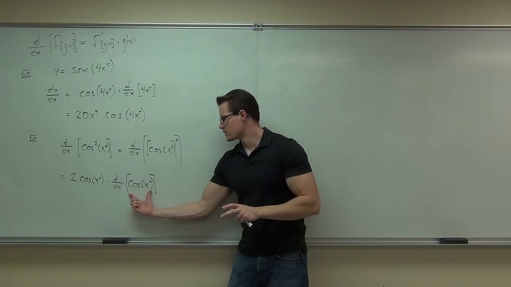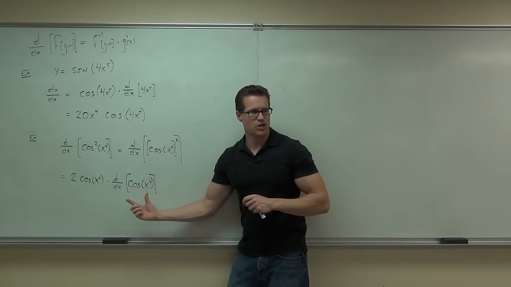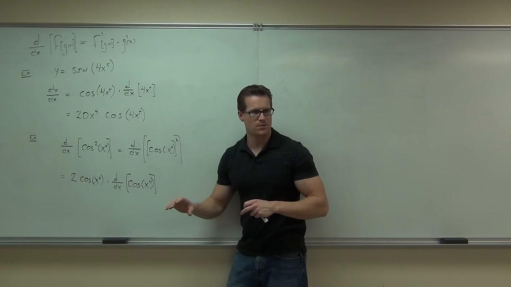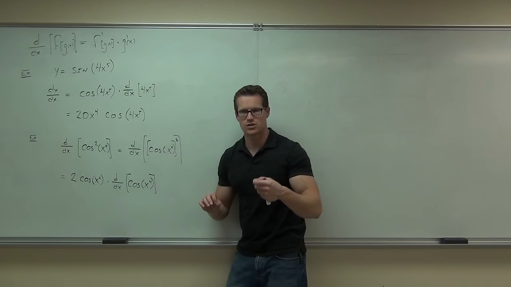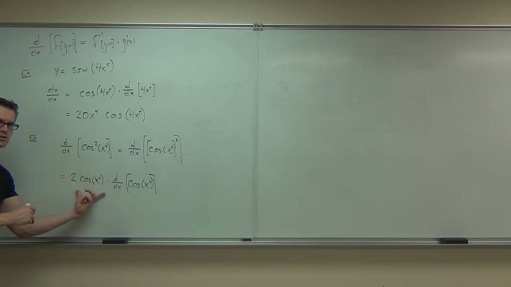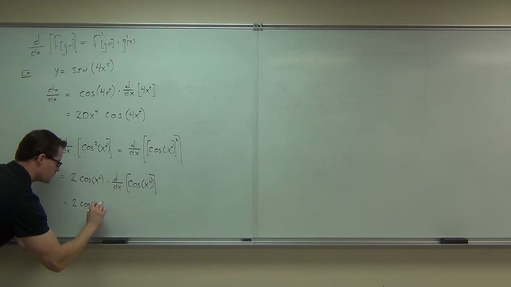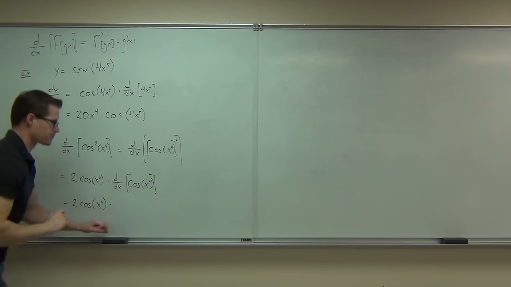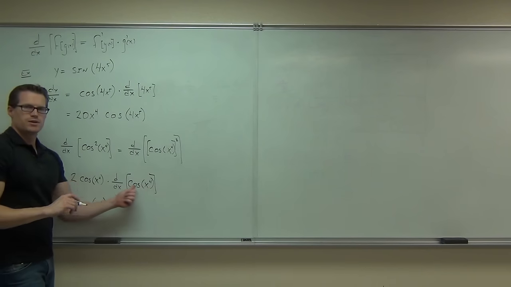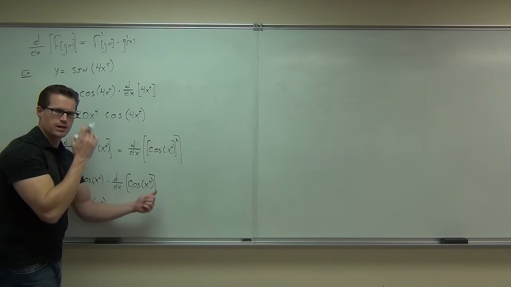Can you take the derivative of cosine x to the fourth? Yes. What rule is that? Chain rule. That's the chain rule. The chain rule says you take the derivative of your function times the derivative of your inside. That's what it says to do. The derivative of your function times the derivative of the inside. So you tell me, does any of this change? We'll take the derivative of cosine x to the fourth. What's the derivative of cosine x to the fourth?